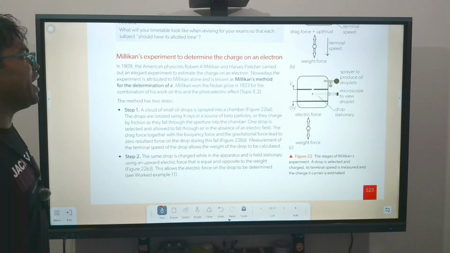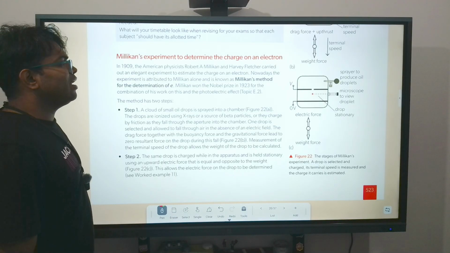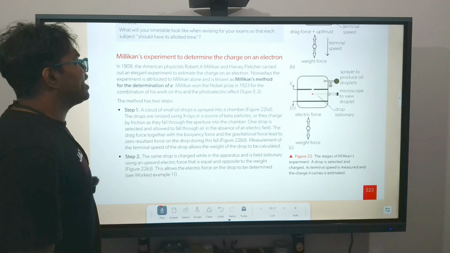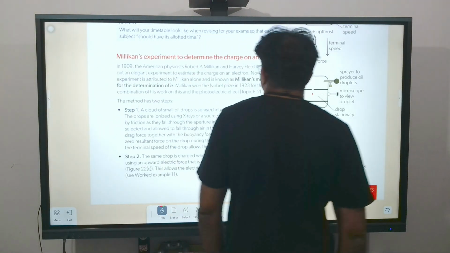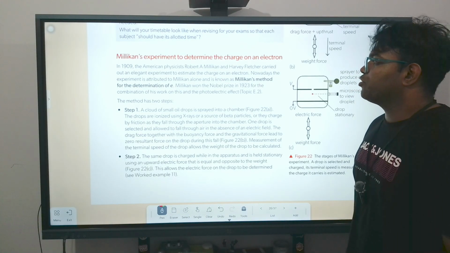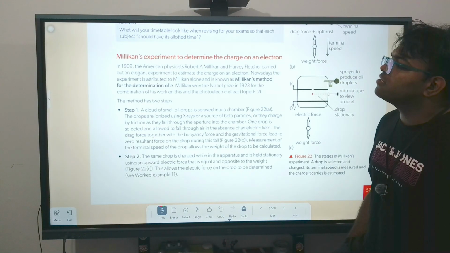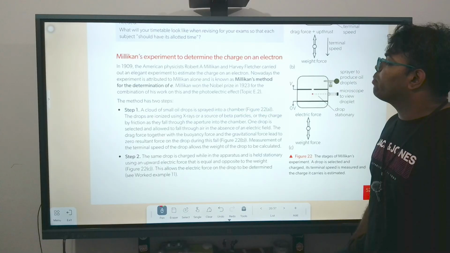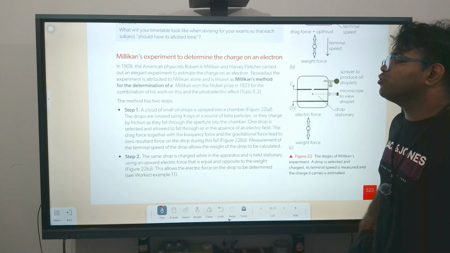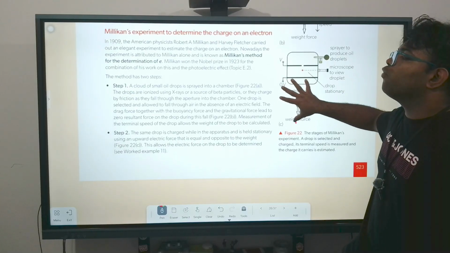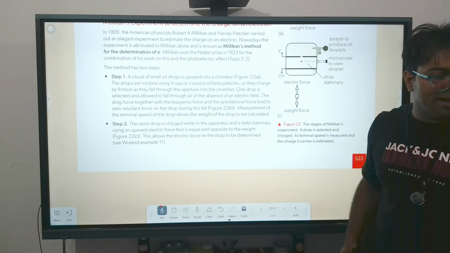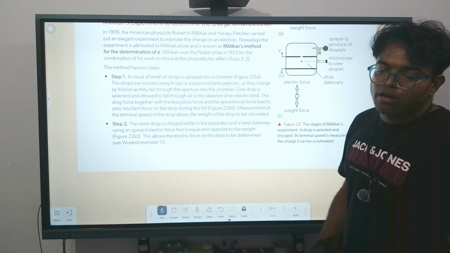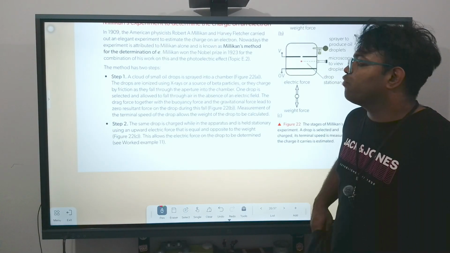In 1909, the American physicist Robert A. Millikan and Harvey Fletcher carried out an elegant experiment to estimate the charge of an electron. Nowadays, the experiment is attributed to Millikan alone and is known as Millikan's method of determination of an electron's charge. Millikan won the Nobel Prize in 1923 for his work on this and the photoelectric effect. We will learn more about the photoelectric effect in later chapters, but for now, we are just going to figure out how he discovered the charge of an electron.